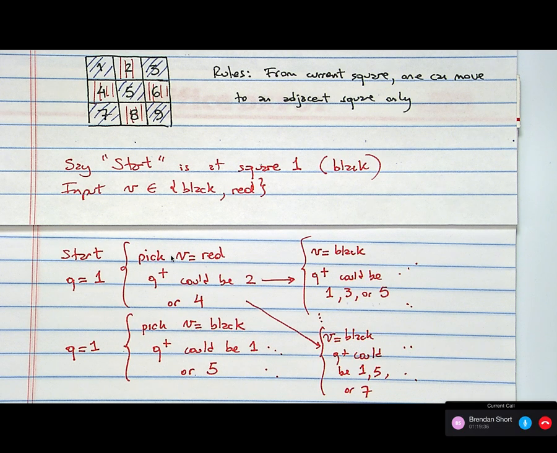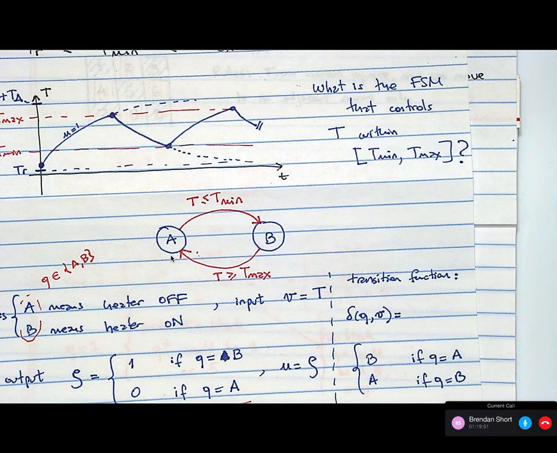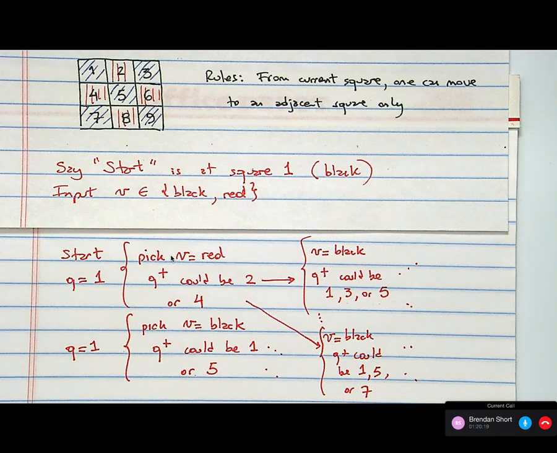So the point that I'm trying to make here is that you have non-determinism. The finite state machine that we described earlier and in the previous lecture has a transition function that is a function. In other words, it gives you one value. It's a single value function. You give me Q, you give me V, I give you the new value of Q. And it's unique. In this case, I have non-determinism.